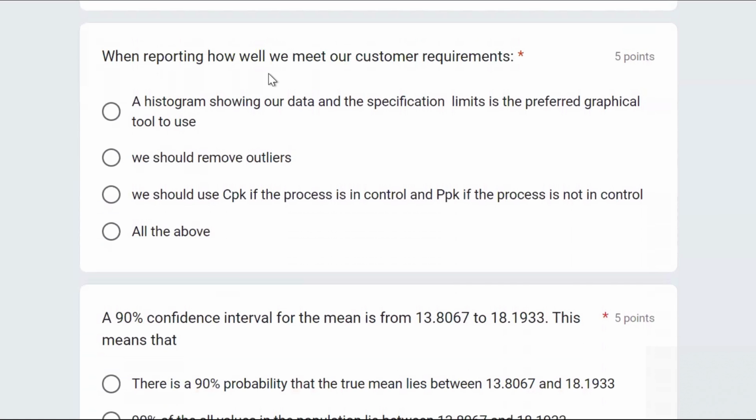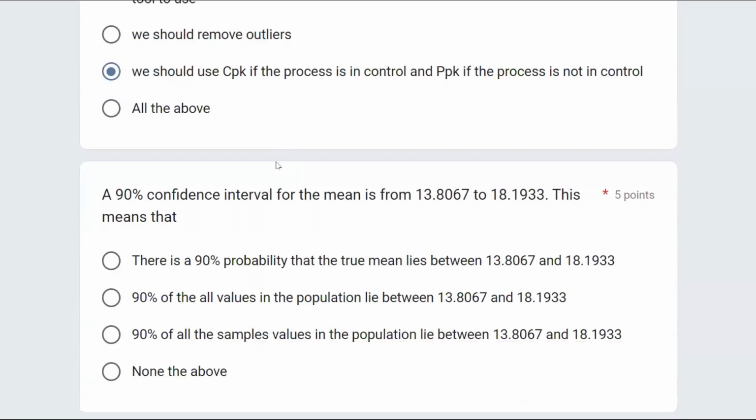When reporting how well we meet our customer requirement, a histogram showing our data and specification is the preferred graphical tool. Of course, no doubt. Should we remove the outlier? No. We should use CPK if the process is in control, PPK if the process is not controlled. So this is the most relevant and correct answer.